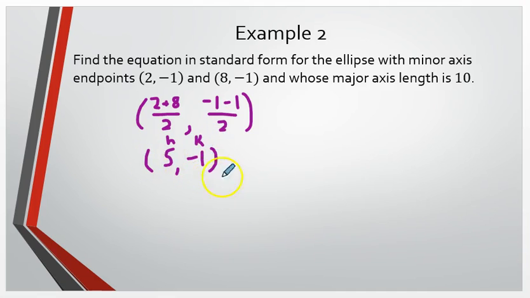So this is the center of our ellipse right here. And then I can pick either of the points they gave me, it doesn't matter which one, the distance from the center to either one of those. So from 5, -1 to 8, -1. Again, in this case, the -1 for y is the same for both. So just ignore that for a second. The distance from 5 to 8 is 3.